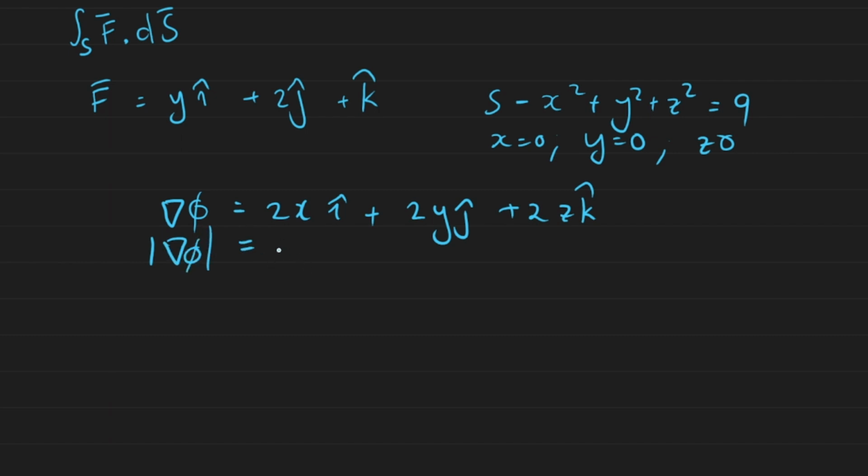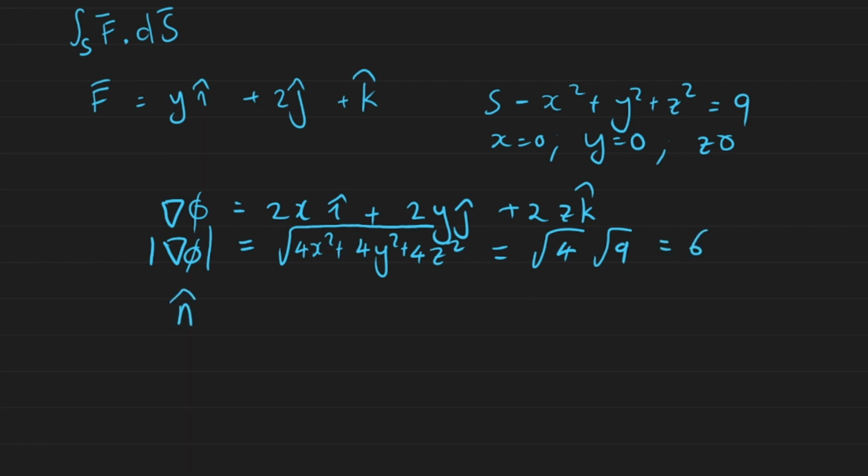is given as the square root of 4x squared plus 4y squared plus 4z squared. So that's the square root of 4 multiplied by x squared plus y squared plus z squared, which is equal to 9. So that's just 2 times 3, which is equal to 6. So dividing these two to get the unit normal vector, it's just 2 divided by 6, which is 1 over 3. And what's left, it's just xi plus yj plus zk.